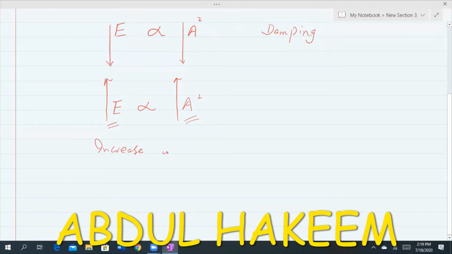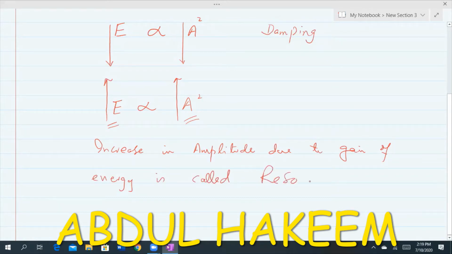due to gain of energy is called resonance in physics. So this is opposite to damping. So today we have to study this resonance. Now there are a few conditions for the resonance.